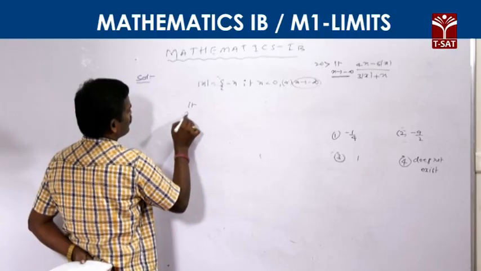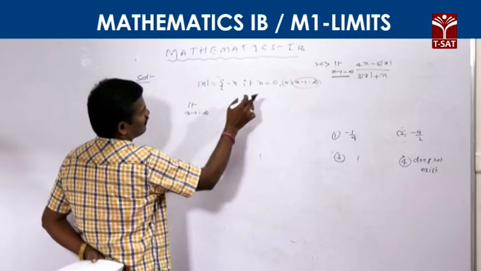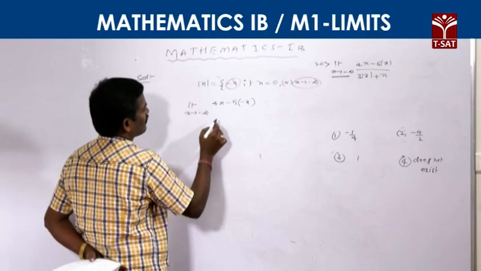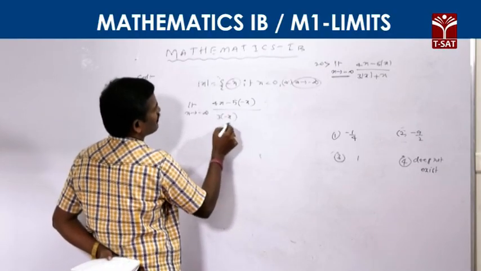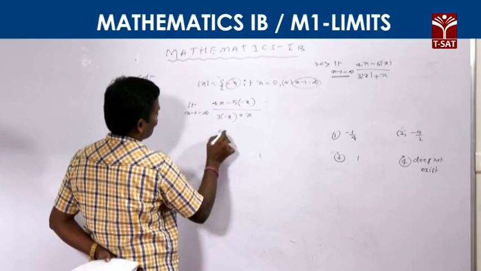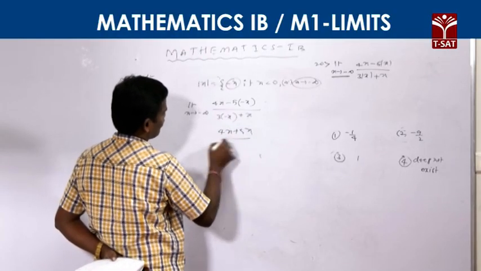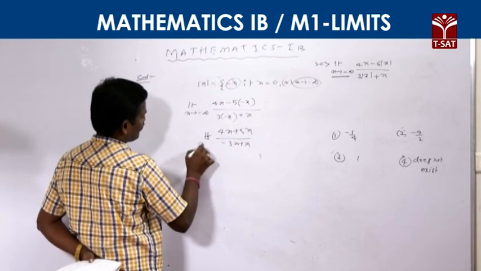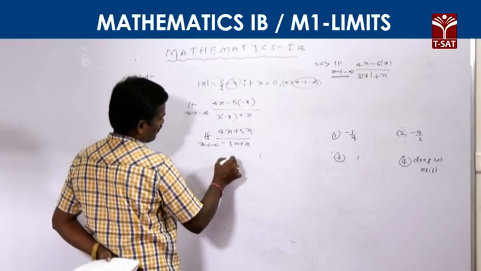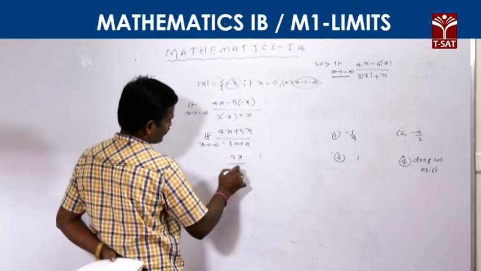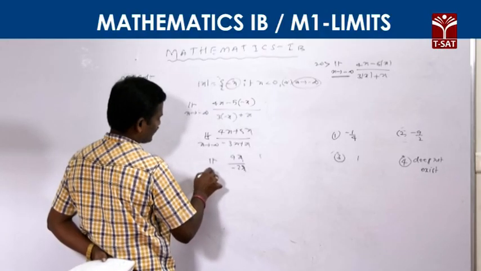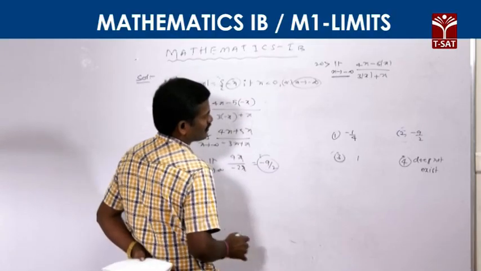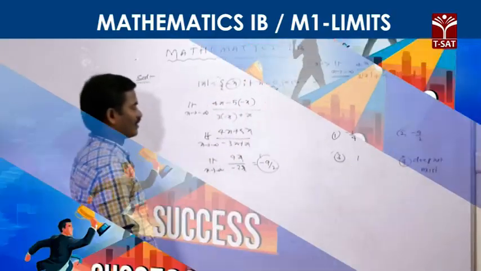So limit as x extends to minus infinity, 4x you take, minus 5 of this minus x you take, by 3 into minus x plus x. So here 4x plus 5x by minus 3x plus x. So limit as x extends to minus infinity, 9x by minus 2x, x cancels, so 9 by 2. So minus 9 by 2 is the correct answer. Second option is the correct answer.